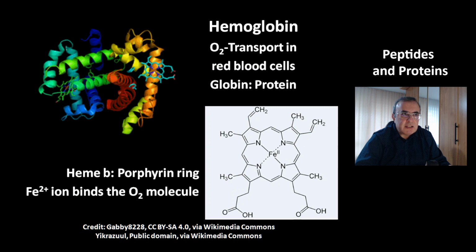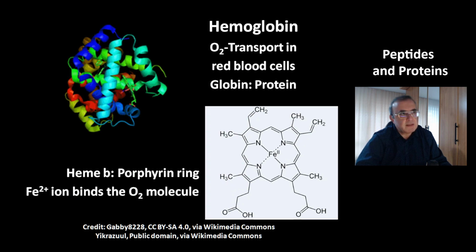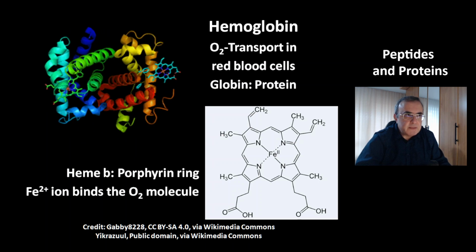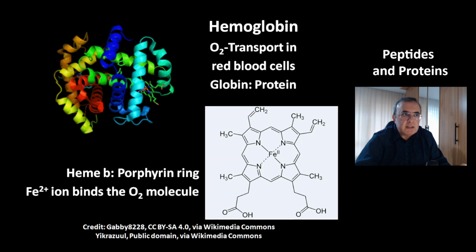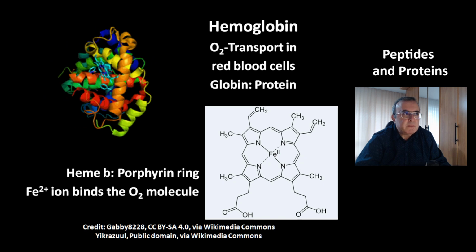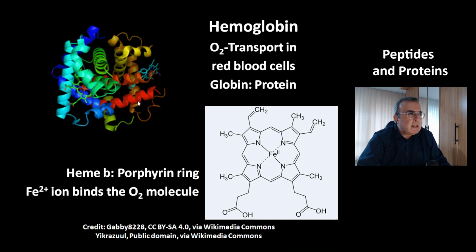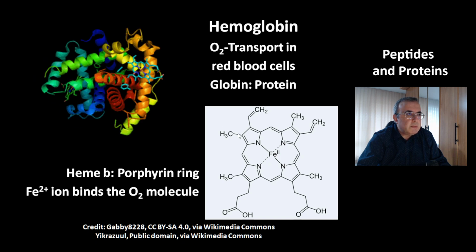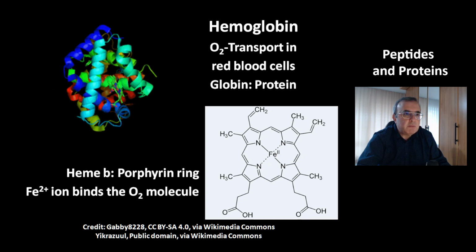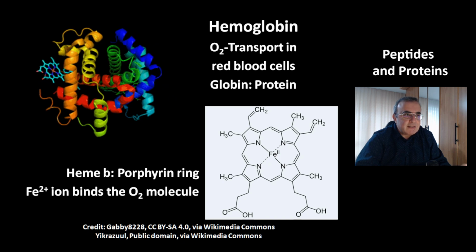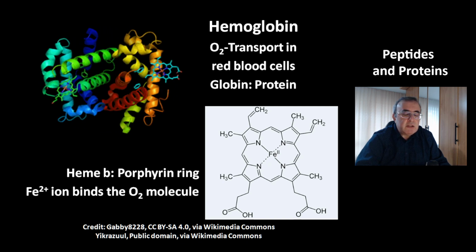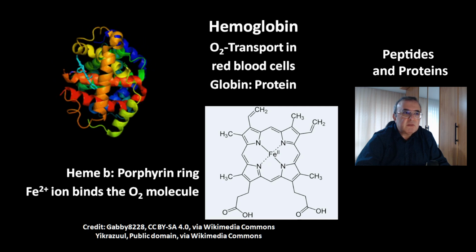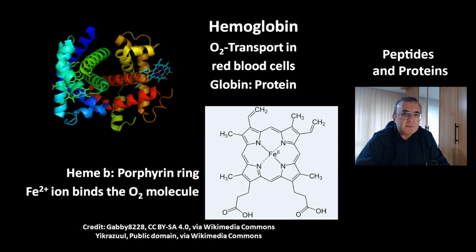This is another example of proteins. It's hemoglobin. It's the transport system for the oxygen in the organism. It has two components. The protein component is the globin here, and in the animation you can see it has a flat structure. That's the porphyrin ring. That's the second component. In the center of the porphyrin ring there's the iron 2 ion, and this iron 2 ion binds the oxygen molecule for transport in the blood.